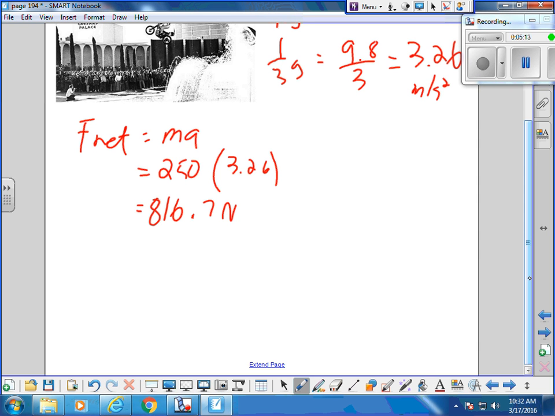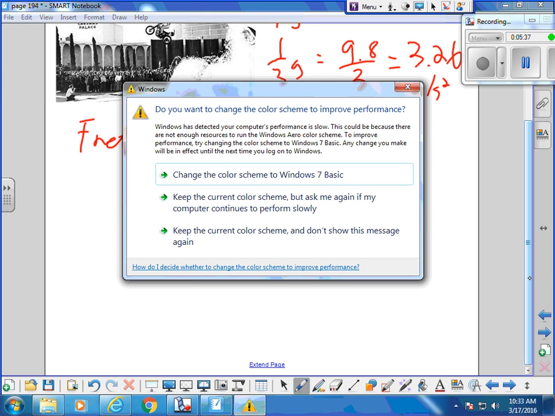Okay. Now, think about this. Does the engine need to apply more than 816 newtons or less than 816 newtons? Why do you say more, Nate? Yeah, that's the target, right? That's what we have to get at, but there is friction, right? So we need actually more than that. Exactly.